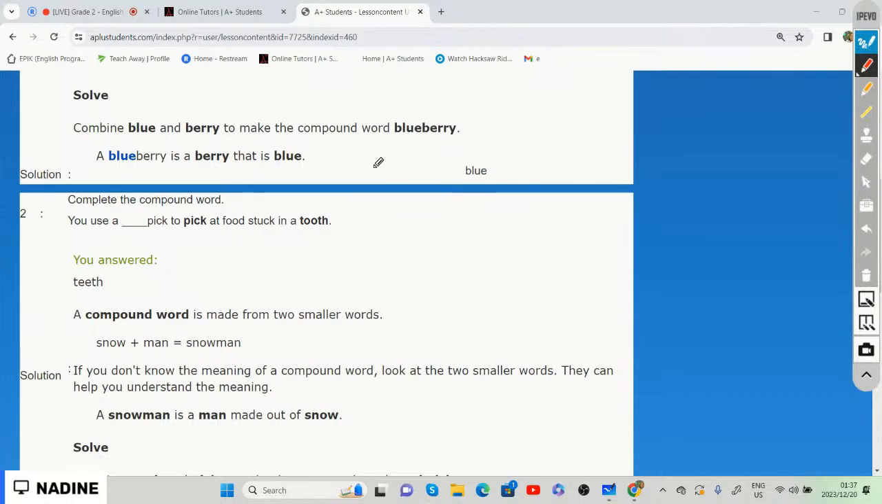All right, so we basically use a toothpick to pick at food that is stuck in our tooth. So a toothpick.